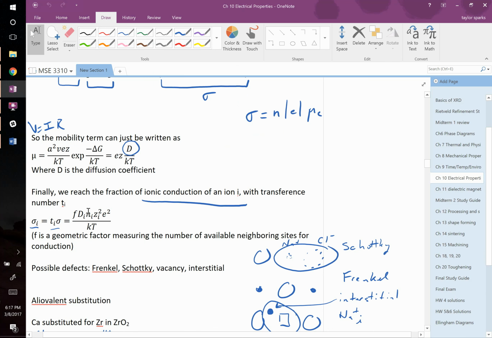Then we need N. What was N? That's carrier concentration, right? So in this case, it's the concentration of vacancies or whatever. And we know what those are. We know what our Schottky concentration is, right?